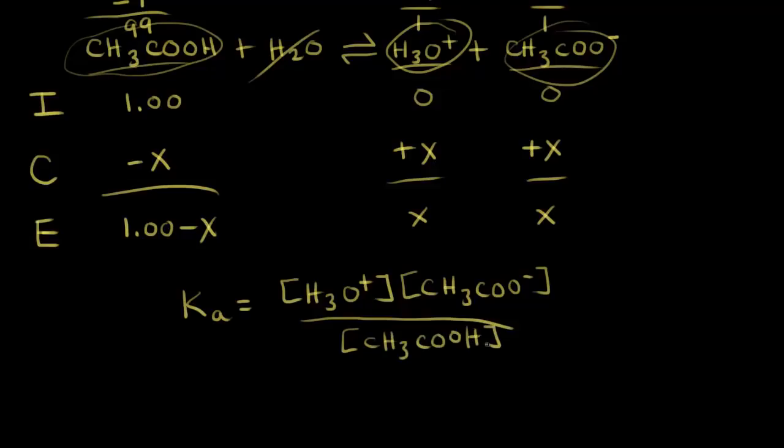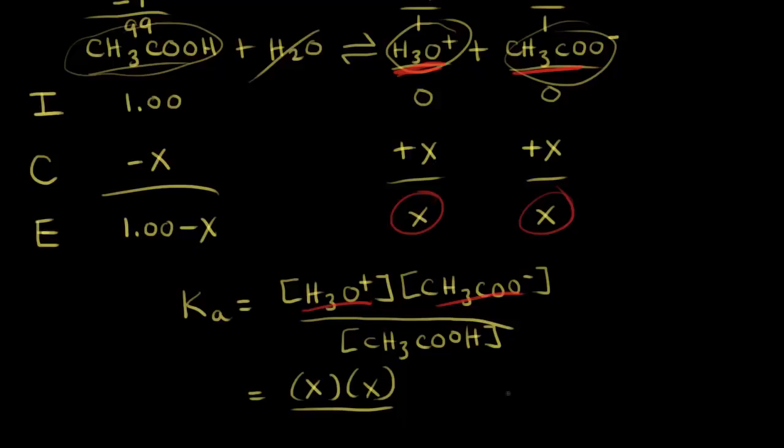All right, let's plug in what we know. The equilibrium concentration of hydronium is X, so we put X in for the concentration of hydronium. The concentration of the acetate anion is also X, so I put in an X here too. All over the concentration of acetic acid at equilibrium, that's 1.00 minus X, and this is equal to the Ka for acetic acid.